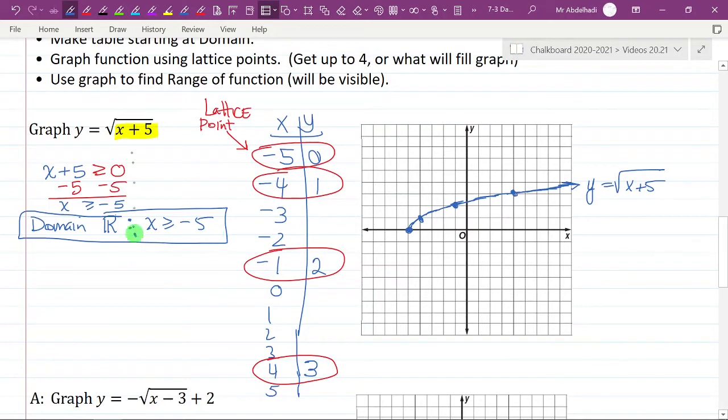So we have the domain of the function, we have the table, we have the graph. The last thing we have to find is the range. Now, there's domain and there's range. Domain tells you where the x's start and which way they go.